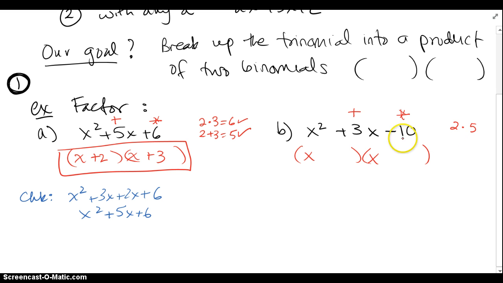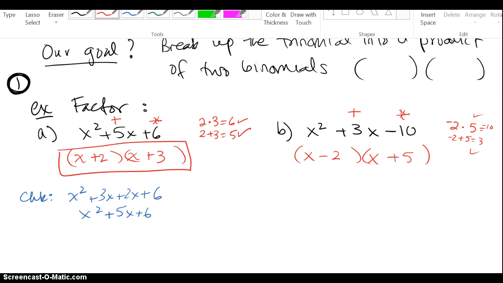But in order to make them a negative 10, one of them has to be negative. And in order for the sum to remain positive, the bigger one has to be positive. So I'm thinking negative 2 times 5 will give me the negative 10 I need. And then negative 2 plus 5 will give me the 3 I need in the middle. So both of these work. My two numbers are minus 2 and positive 5.